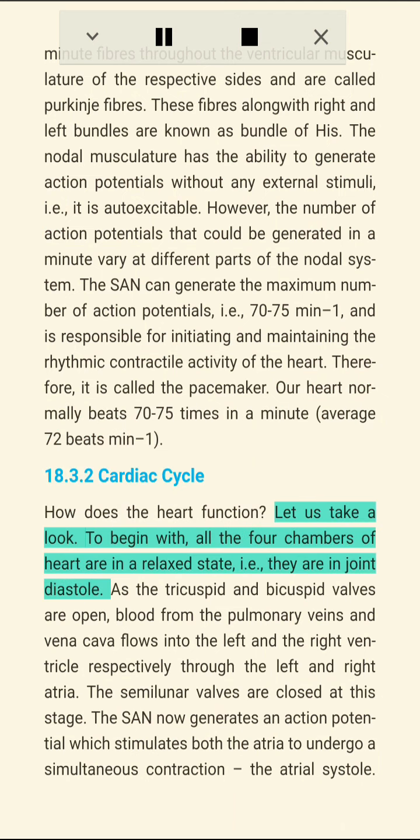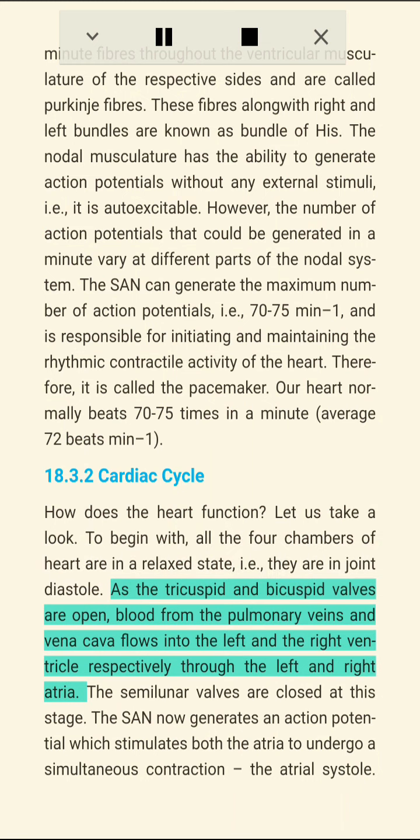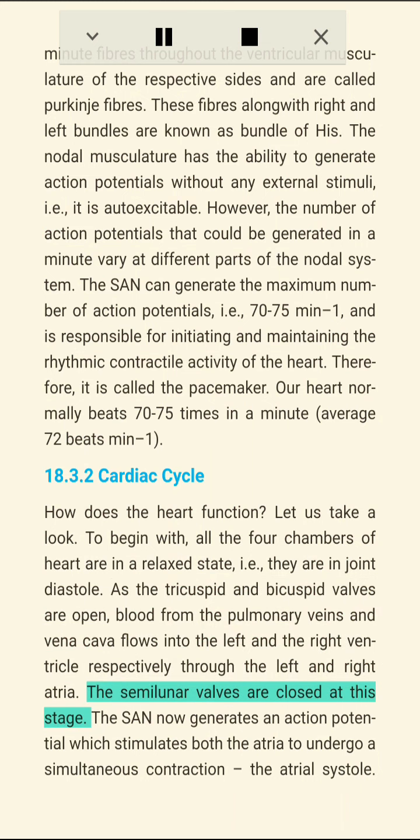18.3.2 Cardiac cycle. How does the heart function? Let us take a look. To begin with, all the 4 chambers of the heart are in a relaxed state, i.e., they are in joint diastole. As the tricuspid and bicuspid valves are open, blood from the pulmonary veins and vena cava flows into the left and the right ventricle respectively through the left and right atria. The semilunar valves are closed at this stage.